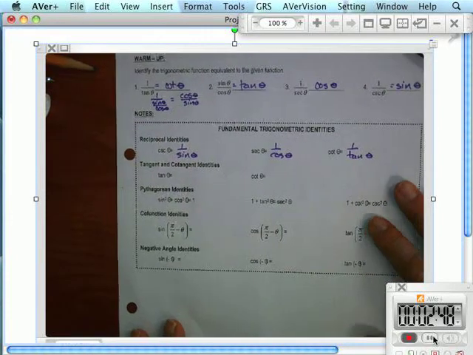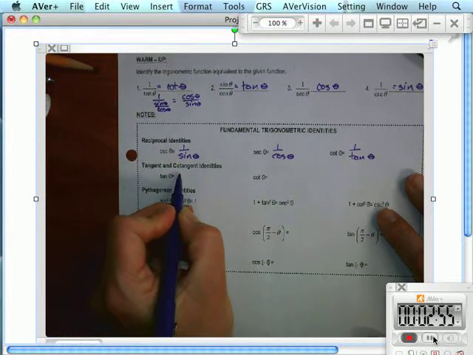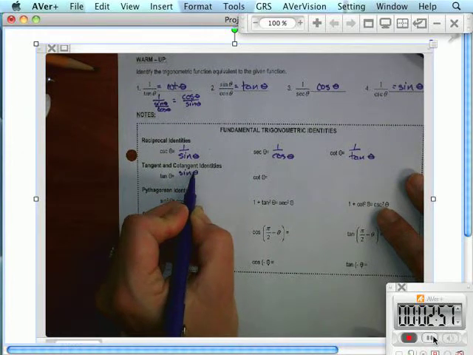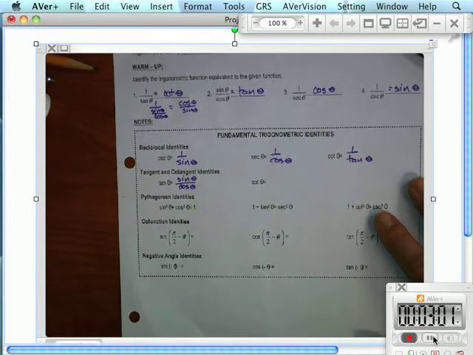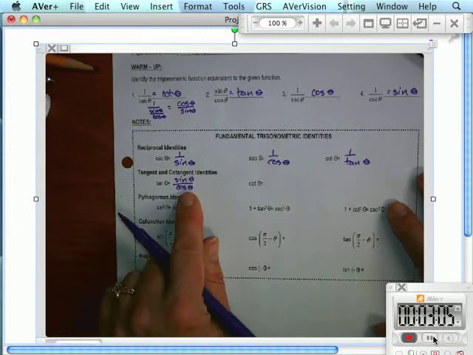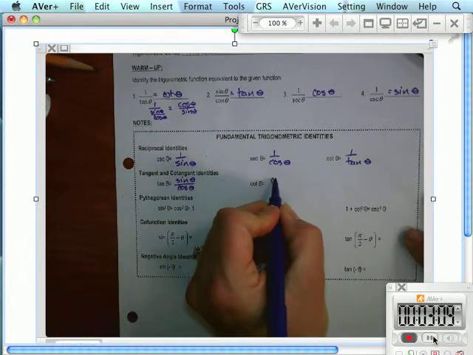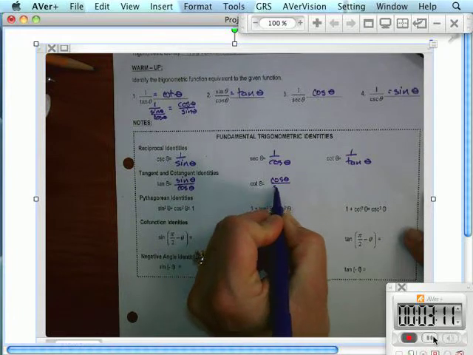The tangent and cotangent identities. Okay, this is equal to, we already know, the sine of theta over the cosine of theta. Well, if this is tangent, what's cotangent using these? You just flip them. Cosine of theta over sine of theta.